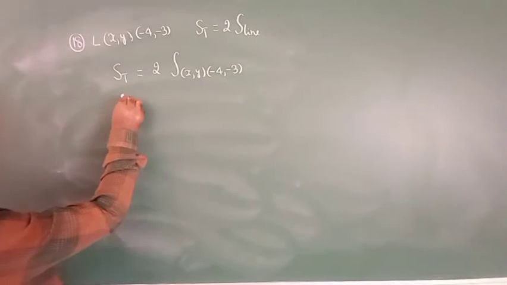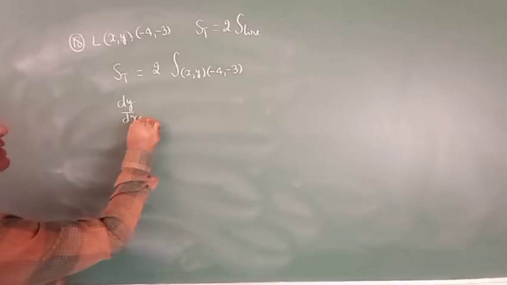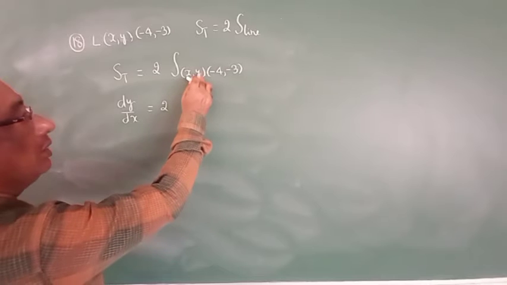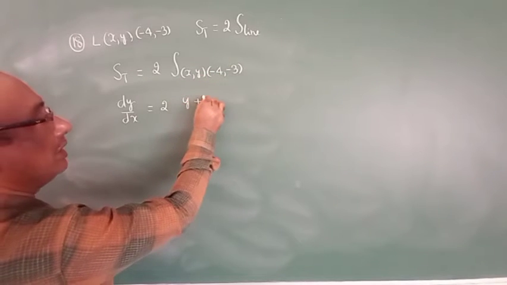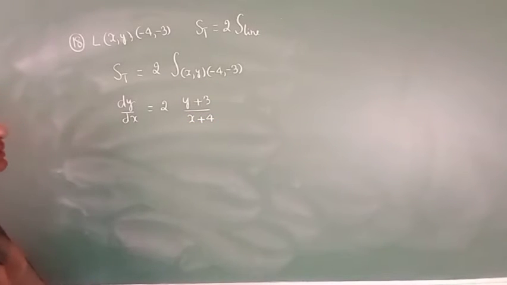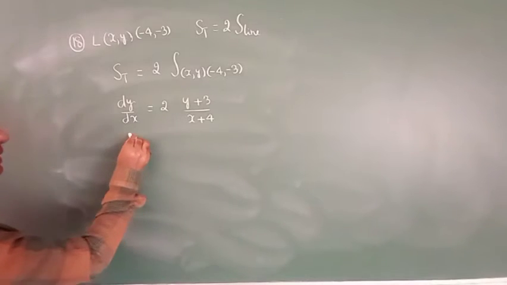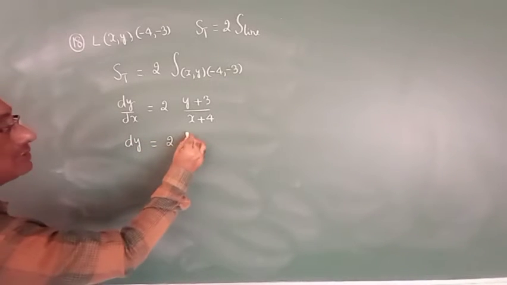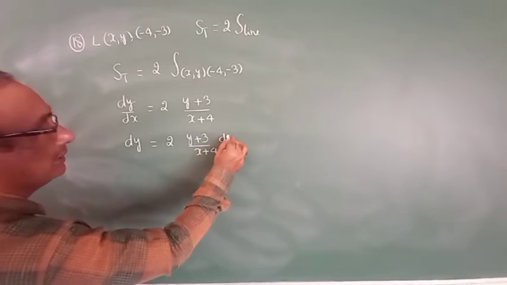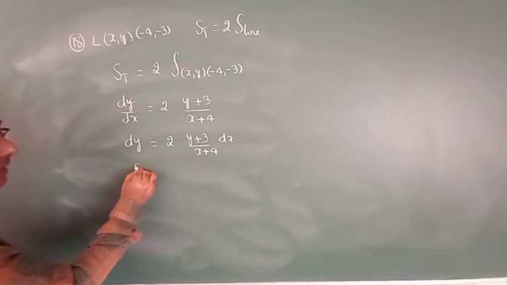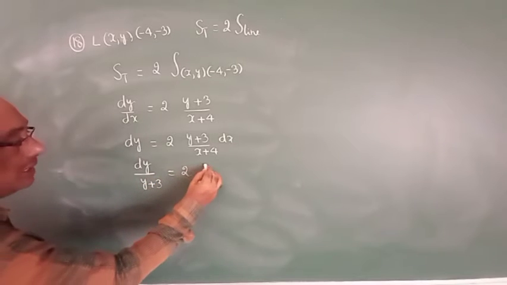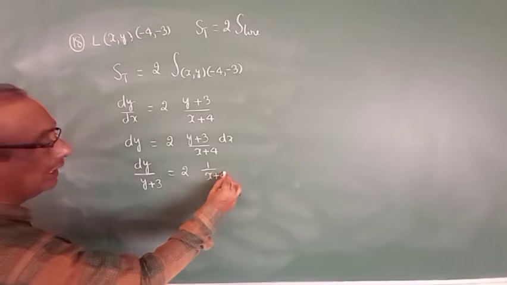Right. The slope of the tangent is dy by dx is equal to 2 times the slope of the line, which is y2 minus y1 by x2 minus x1. So now cross multiplication, write down: dy is equal to 2 times (y plus 3) by (x plus 4) into dx. Keep x terms on the x side, y terms on the y side: dy by (y plus 3) is equal to 2 times 1 by (x plus 4) into dx.